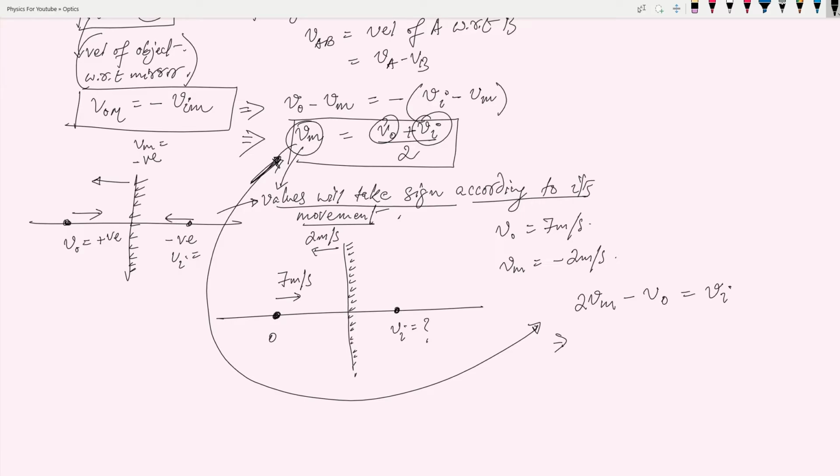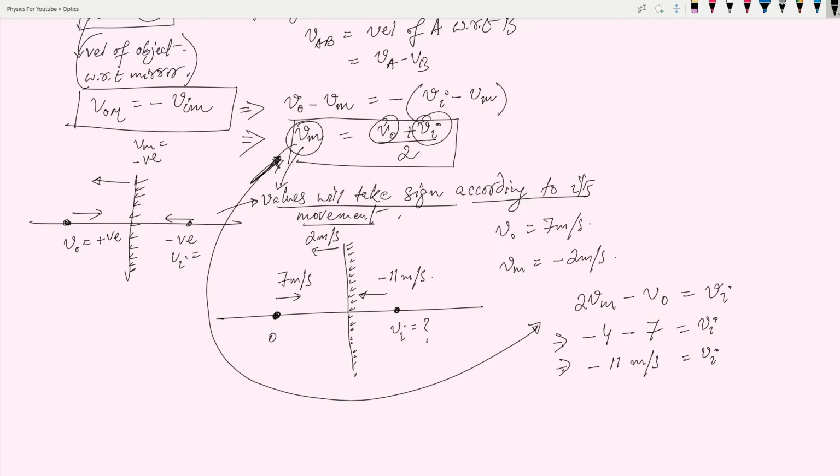So 2Vm will be minus 4, because Vm is minus 2, minus of V0. V0 is 7 meters per second, that is positive, so we'll just put 7 meters per second. That is our answer. So minus 4 minus 7 will be minus 11 meters per second. This is the velocity of the image. Now minus signifies that the image will move in this direction with a velocity of minus 11 meters per second.